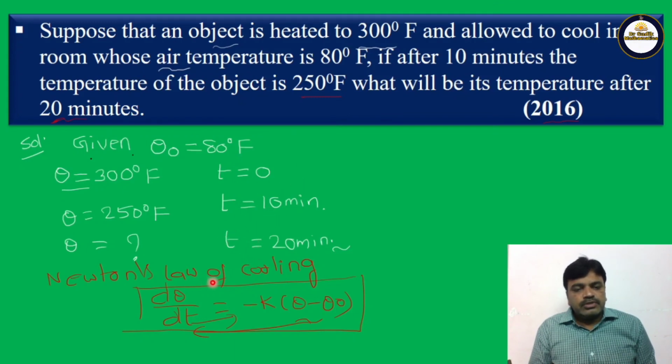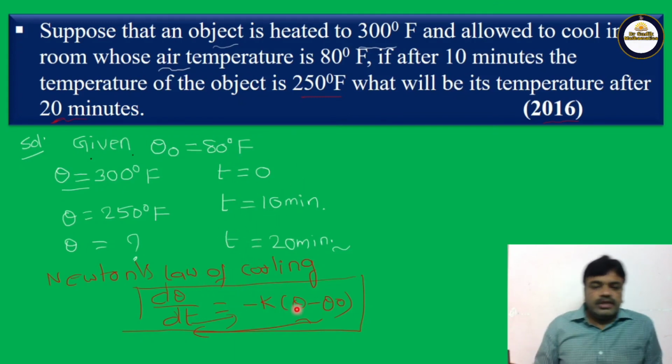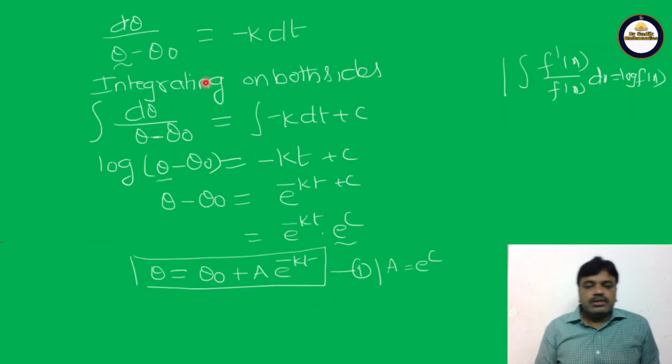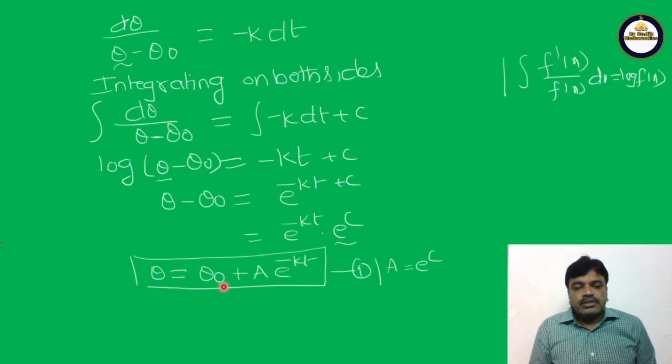The suitable method is Newton's law of cooling. So you write down the equation and solve that. We get theta is equal to theta naught plus a into e power minus kt. Say this is 1. See friends, for each and every problem in Newton's law of cooling, up to here is common, friends, you have to remember this solution also.